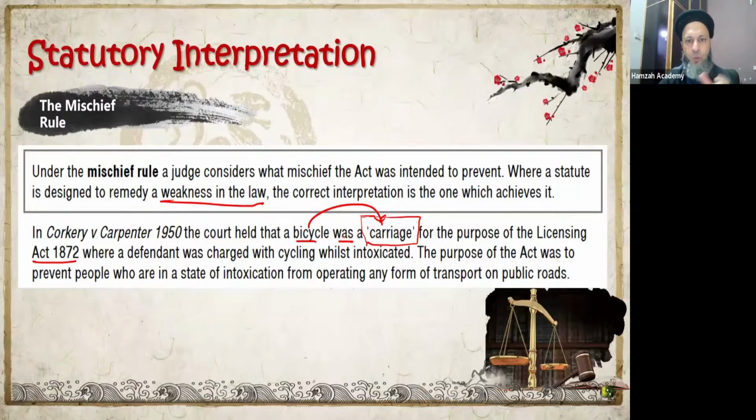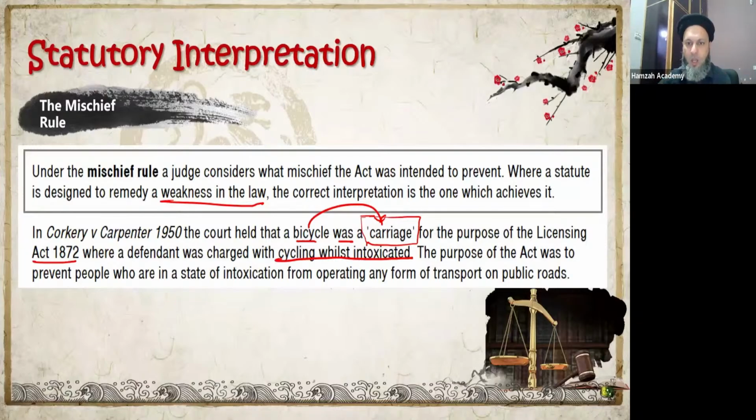That by using the word carriage or by making that law, what mischief or what problem the law was trying to get away from, where a defendant was charged with cycling whilst intoxicated. So he was under the influence of alcohol and he was trying to ride a bicycle and he hit somebody. The case was done under this act, the Licensing Act. So the defense attorney said that the act says carriage. My client was riding a bicycle. It does not apply to him.